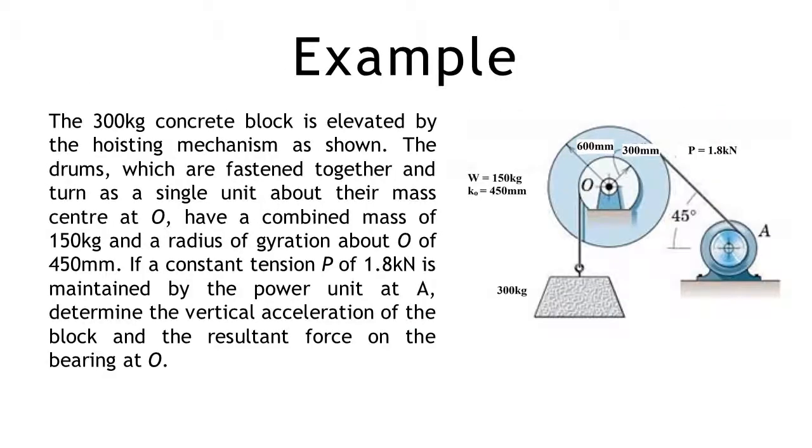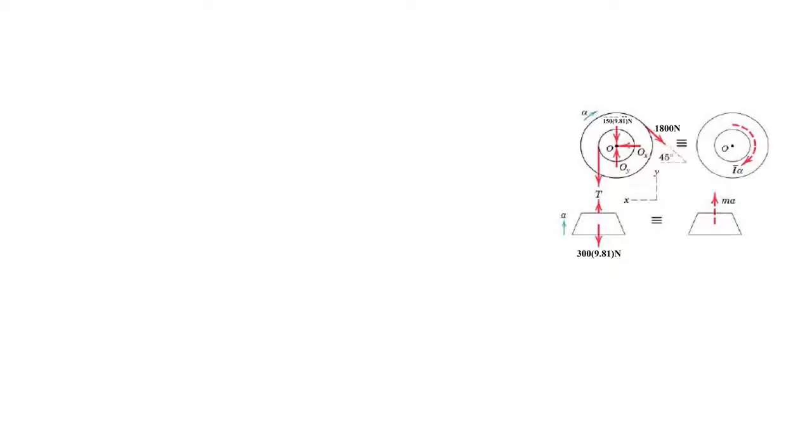As an example, let's try to answer this question. The 300 kg concrete block is elevated by the hoisting mechanism as shown. The drums, which are fastened together and turned as a single unit about their mass center at O, have a combined mass of 150 kg and a radius of gyration k about O of 450 mm. If a constant tension P of 1.8 kN is maintained by the power unit at A, determine the vertical acceleration of the block and the resultant force on the bearing at O.